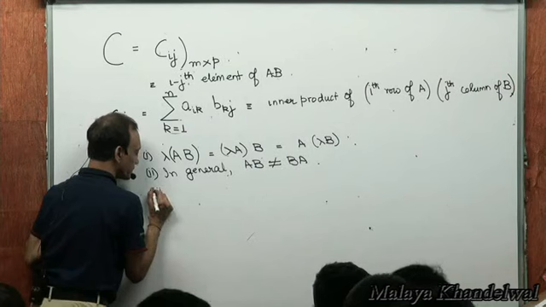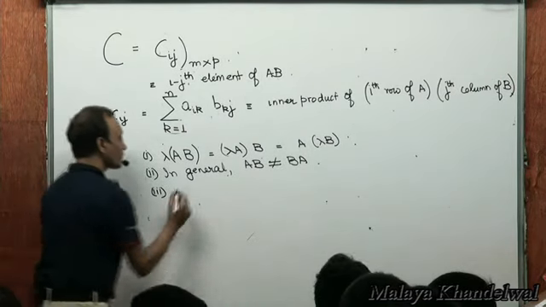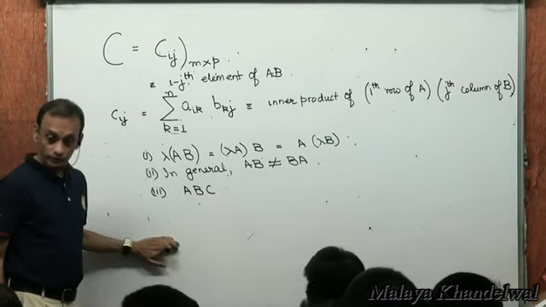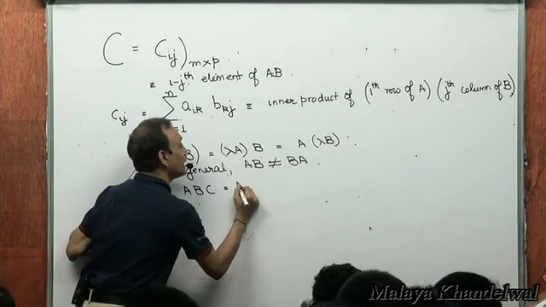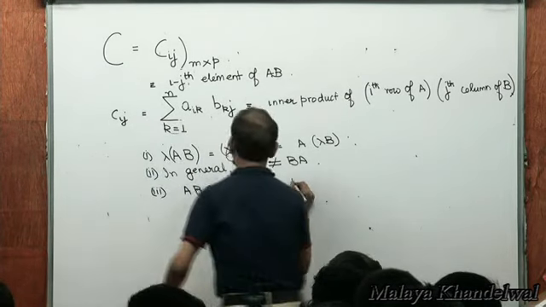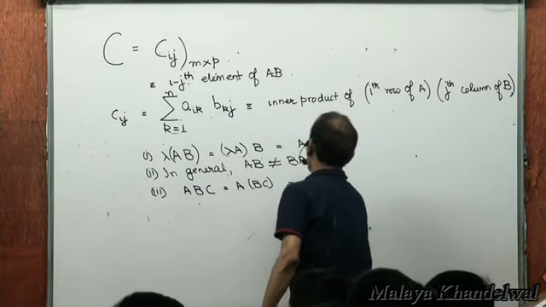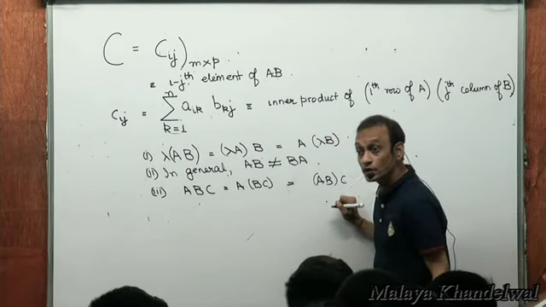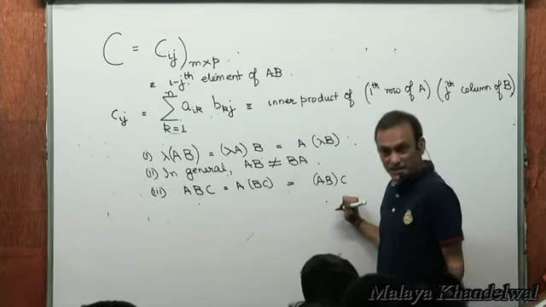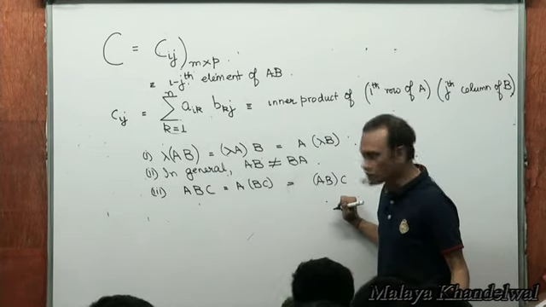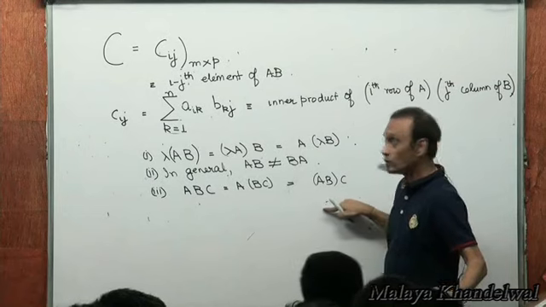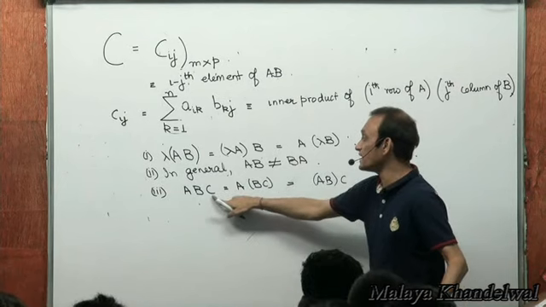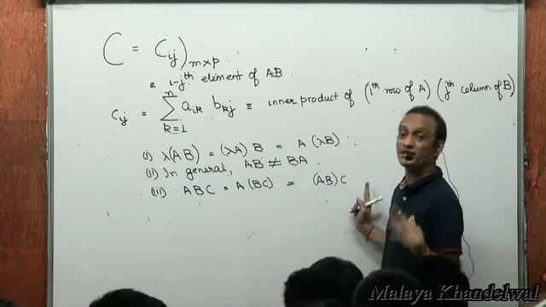3. ABC, I'm assuming this operation is defined. That's the same as A into BC, or which is the same as AB into C. This property is associative. Associative property, assuming all these operations are defined based on multiplication of matrices. Commutative, not necessarily true, but associative, true. A into BC is the same as AB into C.